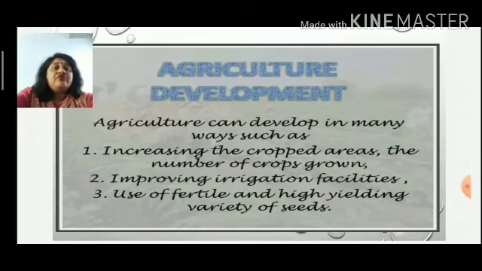Third one, use of fertilizer and high yielding variety of seeds. If the farmer uses improved or the best fertilizers, which are of two types, organic and inorganic, and once the farmer starts using good fertilizers, good manures, definitely the outcome or crop yield will be of high quality. Another, the new word, high yielding variety of seeds, which is called HYV seeds. These seeds have some good quality in them.